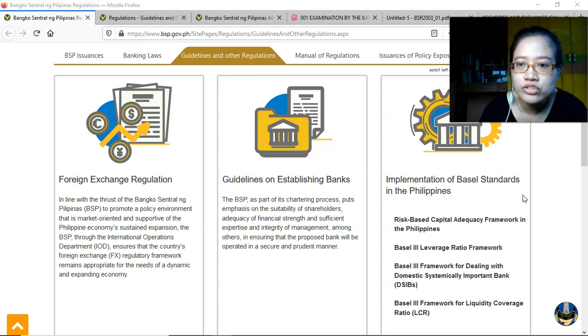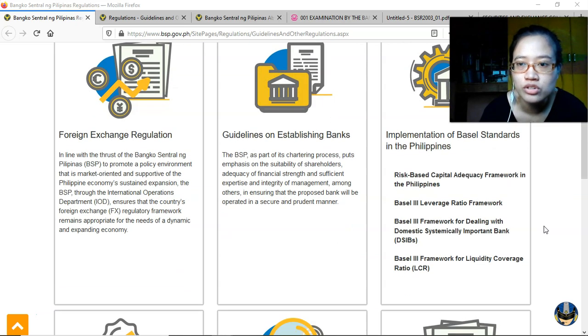Implementation of Basel standards in the Philippines. So these are essentially what they call risk management standards, to protect the financial condition of the banks and financial institutions, the reserve requirements, the ratio. So we will be discussing that later on in FS analysis, okay, and then we'll be applying it in one of the banks of the Philippines, okay.